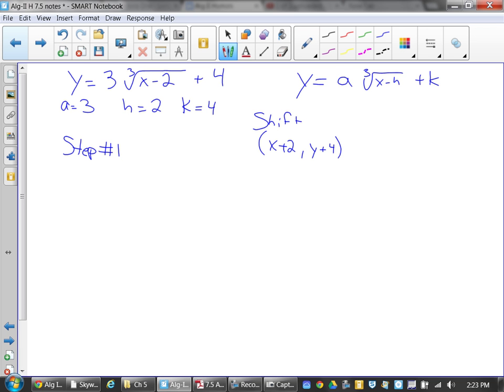I love trig. I think there's so much cool stuff we do in trig. So step 1, we're going to plot out the parent function. My parent function here is my a cube root x. So it's going to be 3 cube root x.